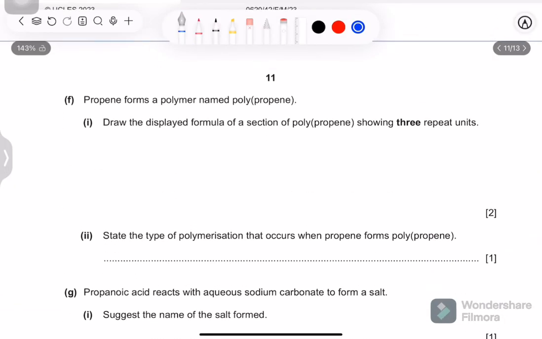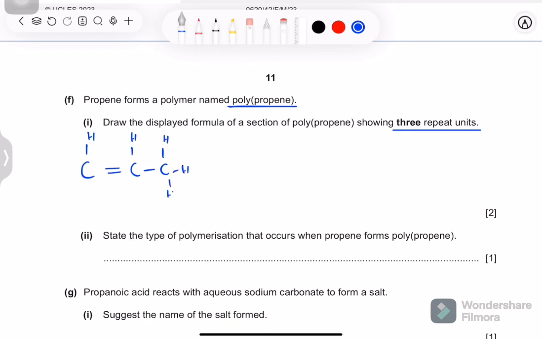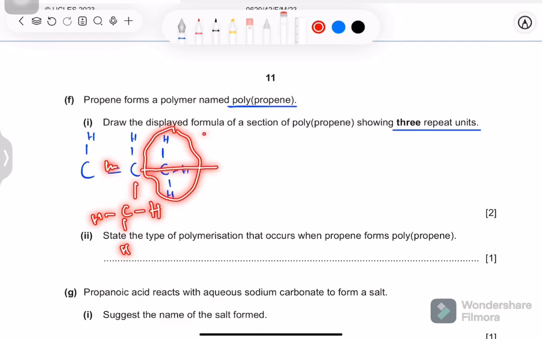Next, propene forms a polymer named polypropene. Draw the displayed formula of a section of polypropene showing 3 repeat units, meaning 3 areas where the same structure is present. Propene is normally this, CH. This is a normal propene. When the polymer is formed, this double bond is broken. This is shifted or drawn over here as the stem continues from here.